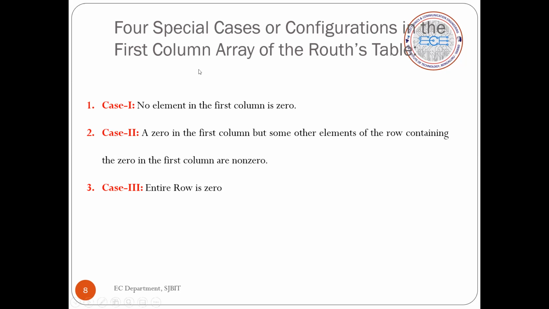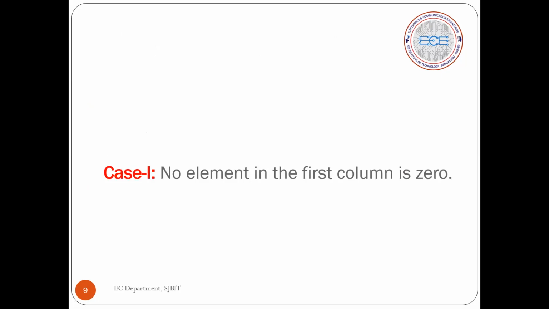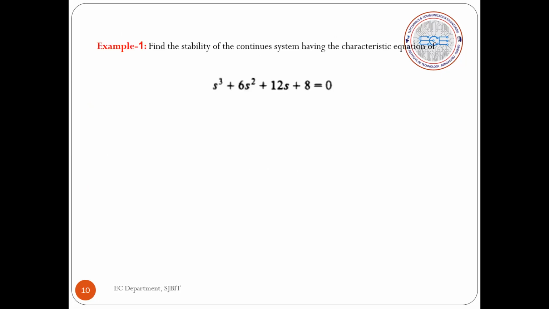So totally we have taken 4 special cases. The third case is where we will find the entire row is 0. If that situation arises, how to handle that, we will be learning. So totally we'll be talking about 4 different situations and 4 different solutions. So first case we will take up. In the first case, you will not have any problem in completing the Routh-Hurwitz table. You will not encounter 0 in the first column.